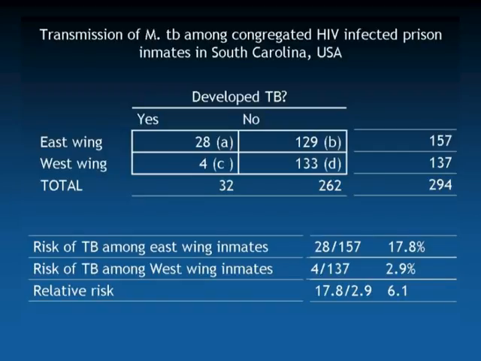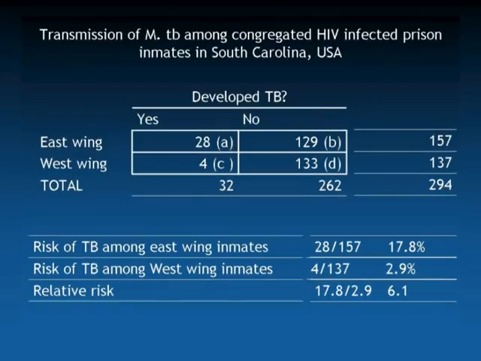How will you calculate risk ratio? Risk of TB among east wing inmates. How much is that? 28 by 157. Yeah, 157, not 129. Risk of TB among west wing inmates? Very good. And what is the relative risk? Ratio of that, which is 6 times. So they found out that those inmates who were staying in east wing were at 6 times higher risk of getting TB.